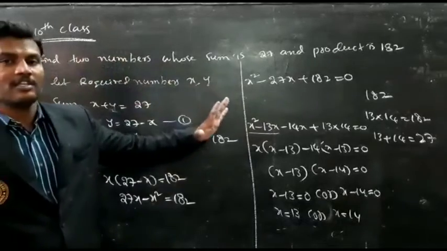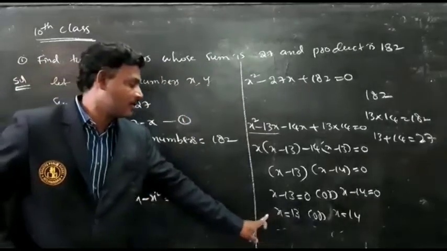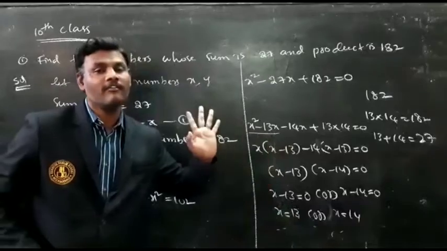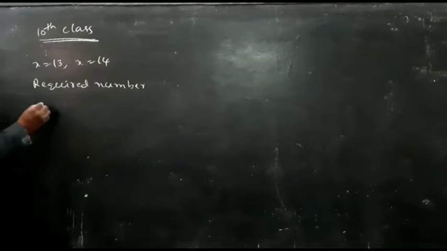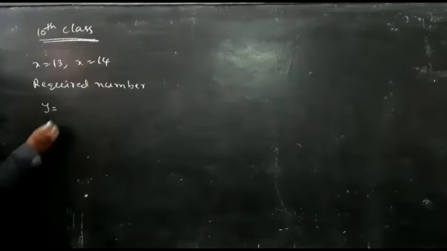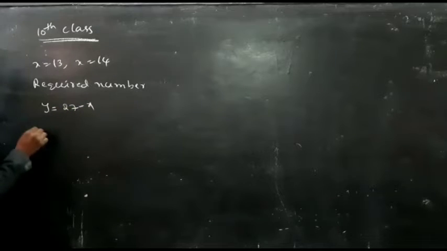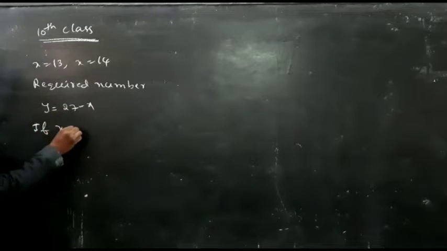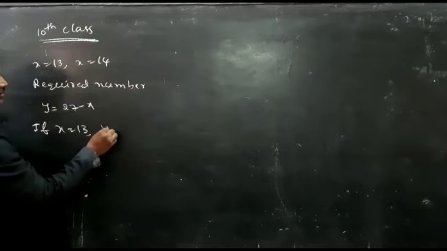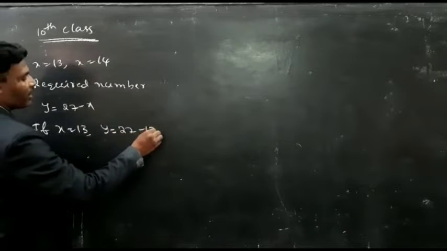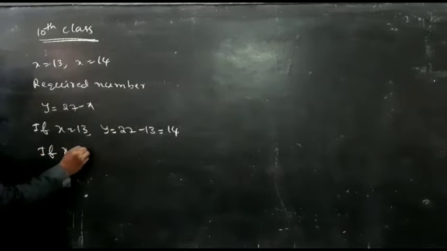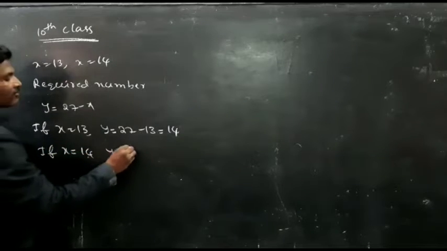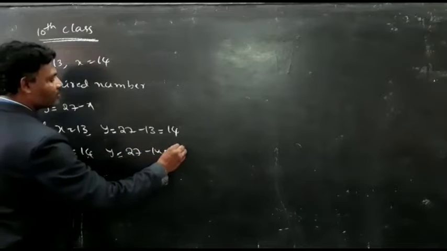So by factorization we got two values for x. One is x is equal to 13 and the other is x is equal to 14. Required numbers. According to equation 1, y is equal to 27 minus x. If x is equal to 13, then y is equal to 27 minus 13, which is 14. If x is equal to 14, then y is equal to 27 minus 14, which is 13.